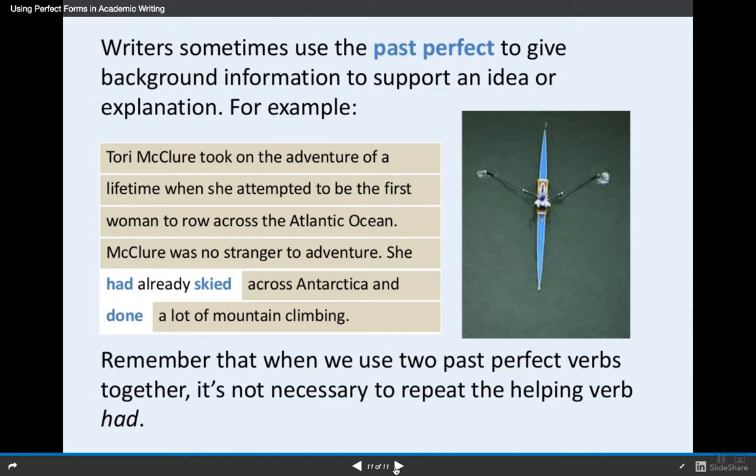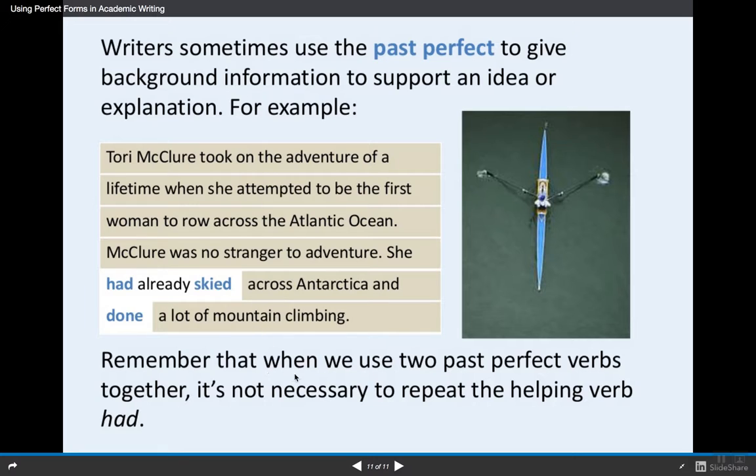Section D. Writers sometimes use the past perfect to give background information to support an idea or explanation. For example, Tori McClure took on the adventure of a lifetime when she attempted to be the first woman to row across the Atlantic Ocean. McClure was no stranger to adventure. You see, we're already in the past here, and now we're going into background before the past. She had already skied across Antarctica and done a lot of mountain climbing.